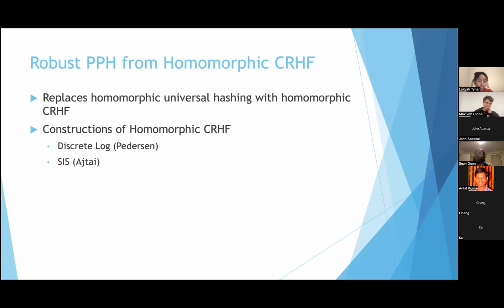Our constructions that we have currently for homomorphic collision resistant hash functions are based on discrete log, and we get that from Pedersen. And then the second one is from SIS, which we get from ITI. And this achieves essentially the same parameters as our first construction, even with these differences that I'm describing here.